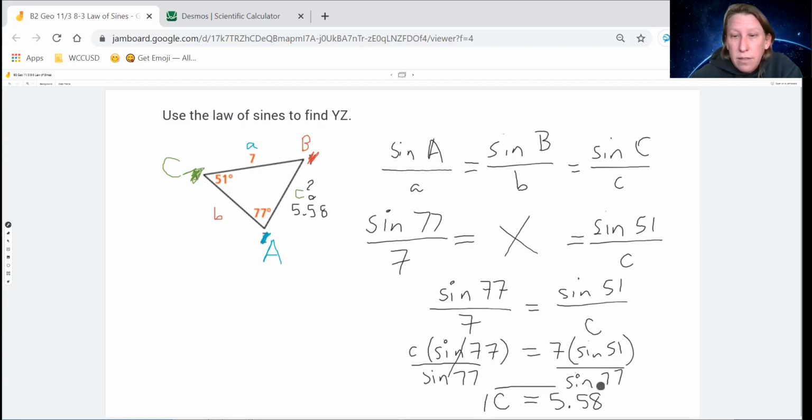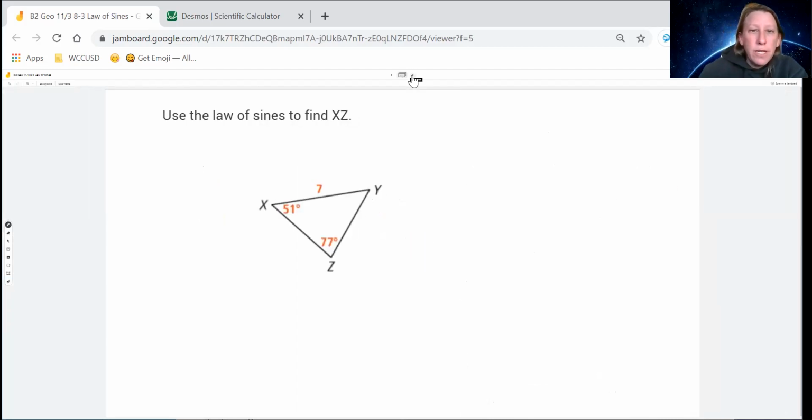We did it. Okay, this is an approximate answer. Sorry, this should be a squiggly equal sign. Approximate. All right, let's do it again. So use the law of sines to find xz. So now I want to find this side.